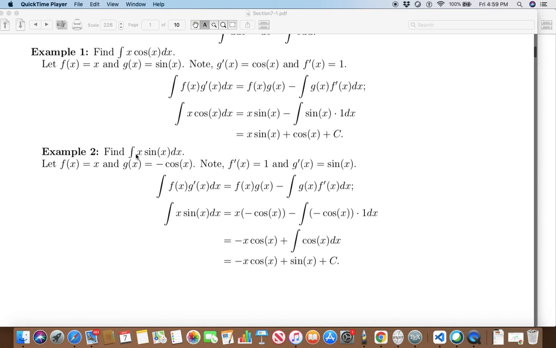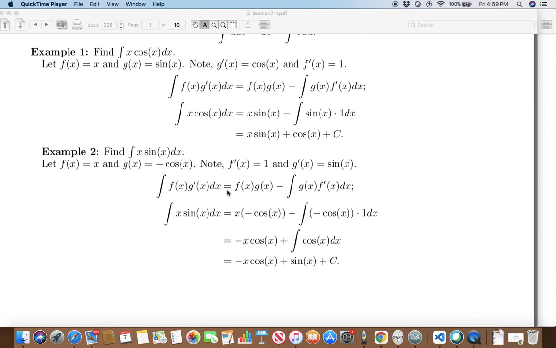Let's find the integral of x sine x. So x is f, and g is the integral of sine. We always take g to be the integral of the second factor. The integral of sine is negative cosine. Why did we choose that? Because now g prime is positive sine, which fits in f g prime, the integral of f g prime, x sine x.